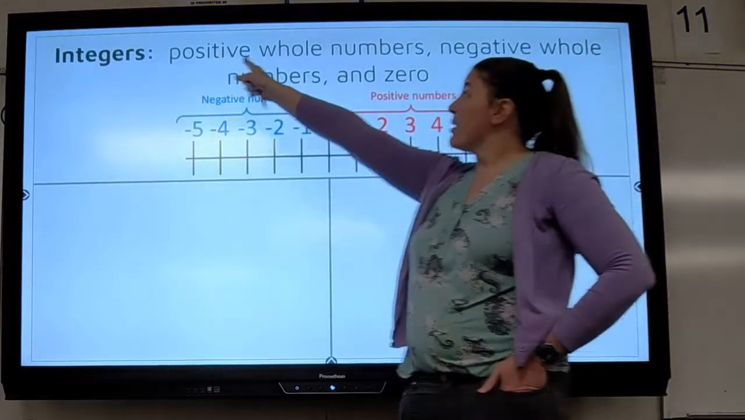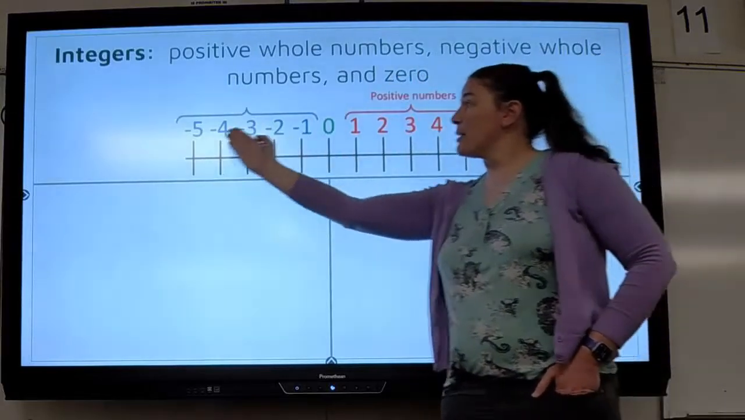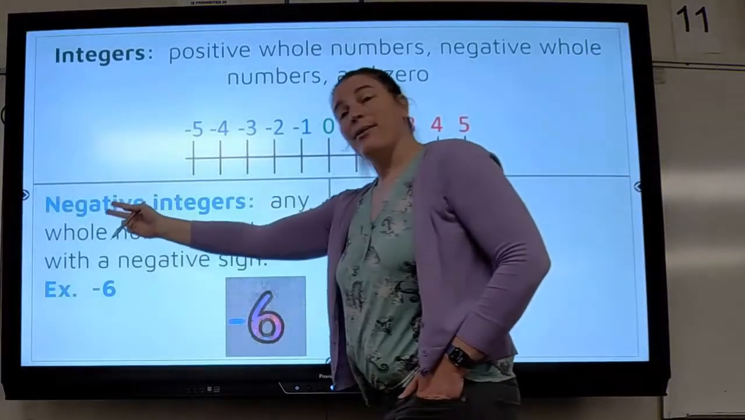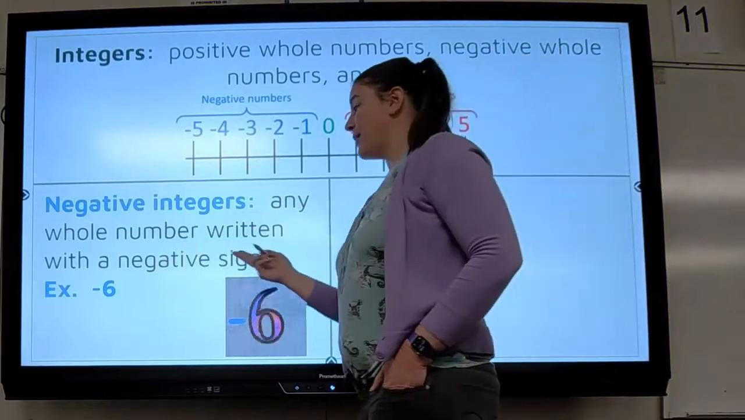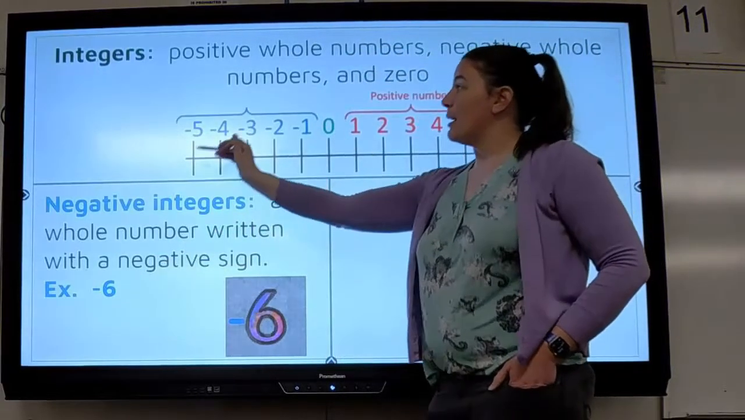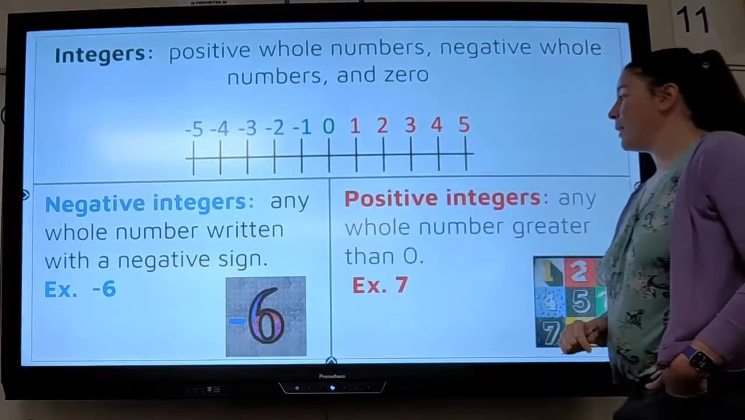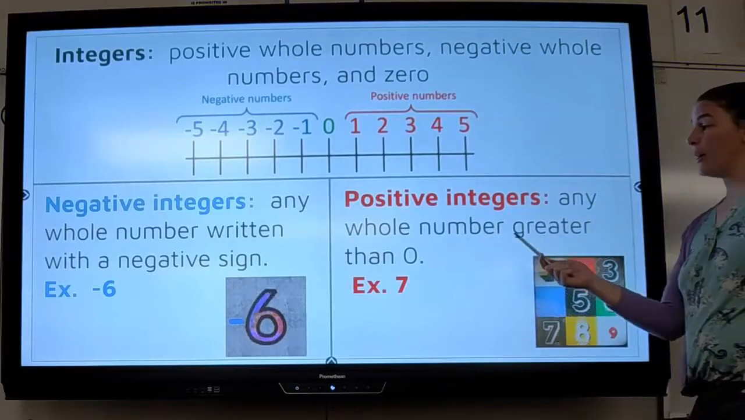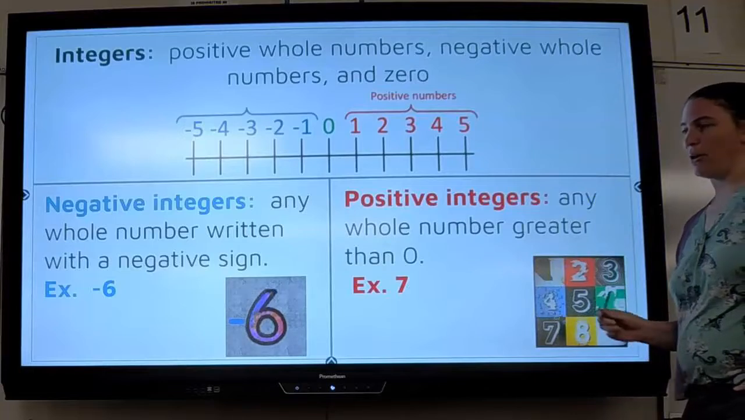So integers are positive whole numbers, negative whole numbers, and 0. All these numbers are integers. You have negative integers, which are any whole number written with a negative sign, like -6. So anything that is left of the 0 and is a whole number. Then you have positive integers, which are any whole number greater than 0, for example, 7. These are all examples of whole numbers.